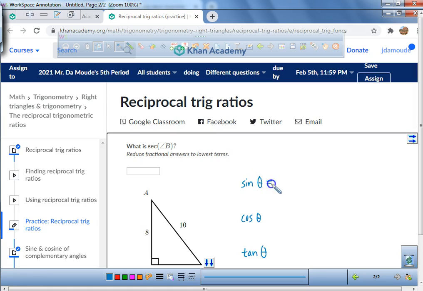theta. And if you would please, for the sine of theta, put the opposite over the hypotenuse. The cosine of theta, put the adjacent over the hypotenuse. And for the tangent of theta, put the opposite over the adjacent. This is what we've been using pretty much all the way through this unit.